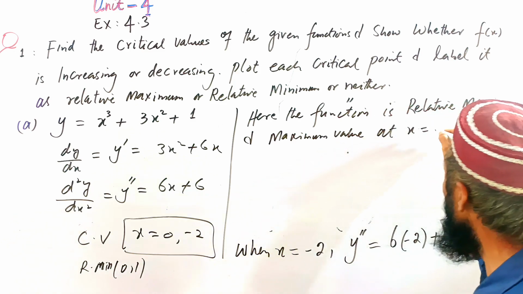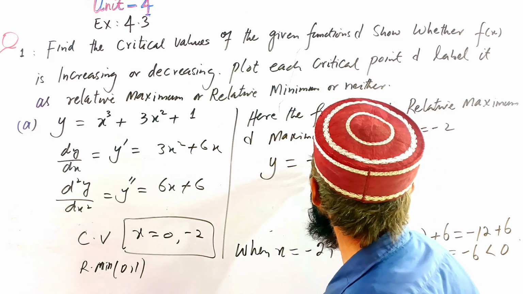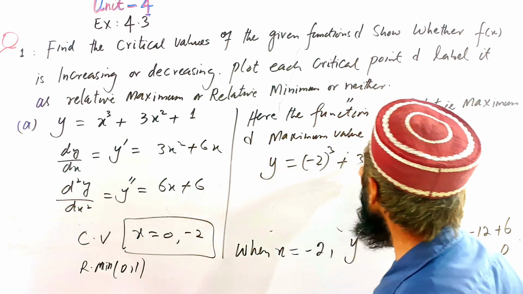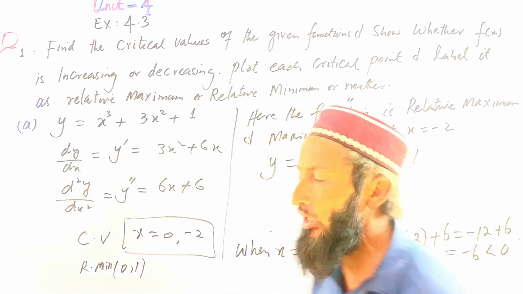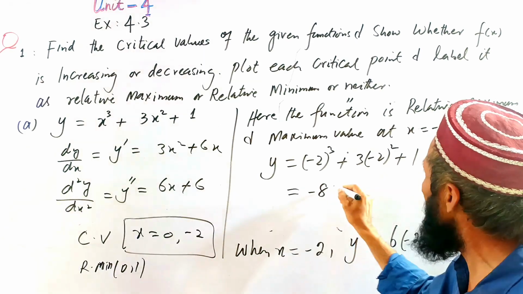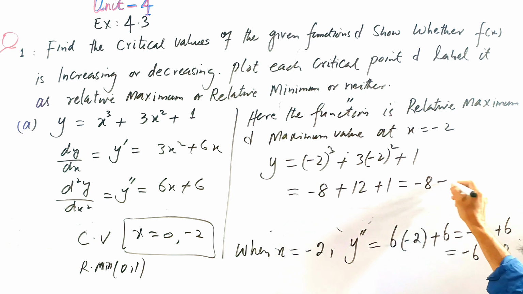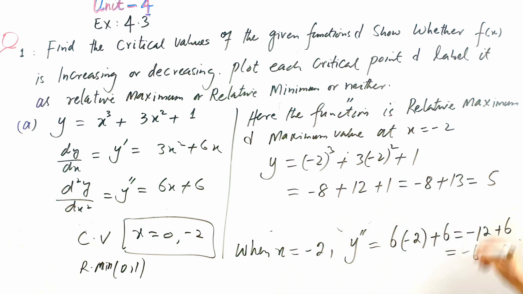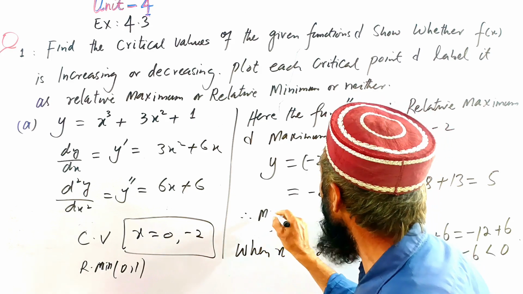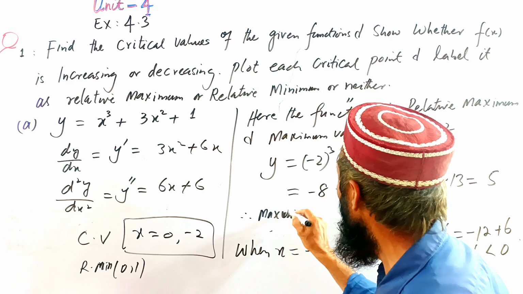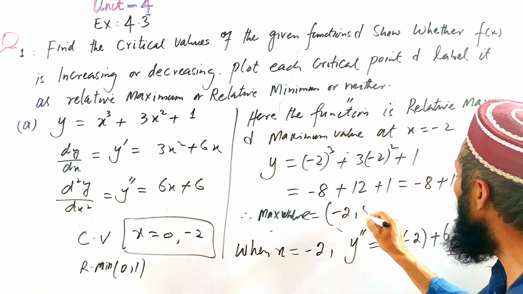At x is equal to minus 2, y is equal to minus 2 whole cube plus 3 into minus 2 square plus 1. We replace this value in the original function. We get minus 8 plus 12 plus 1, that is minus 8 plus 13, and we get 5. Here the maximum point is minus 2 and 5.